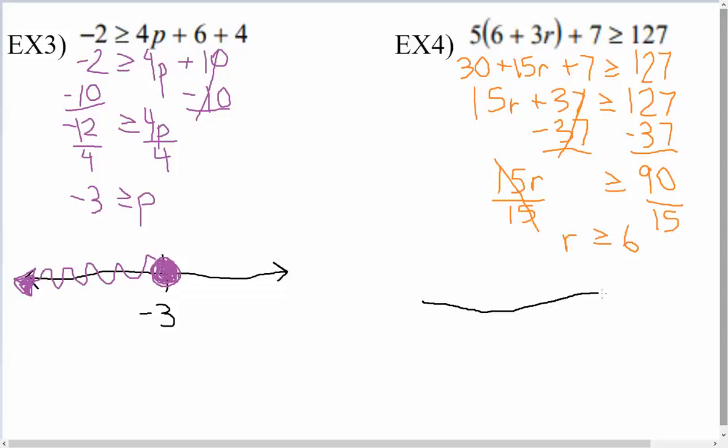So finally we graph. Ooh, terrible line. So again, our circle around the 6, since it is equal to, we have to color in the dot. It's a closed dot because 6 would be greater than or equal to 6. And since r is bigger than 6, we have to find a place where all the numbers bigger than 6 would be, and that would be to the right.